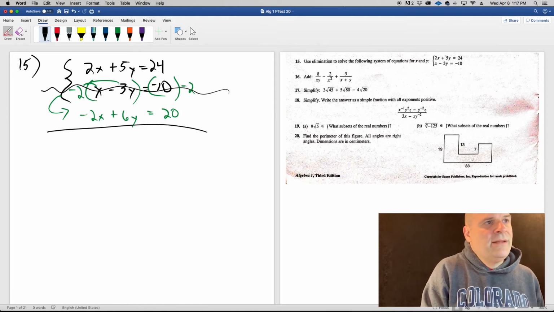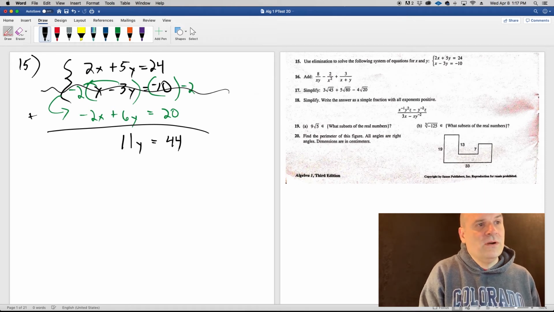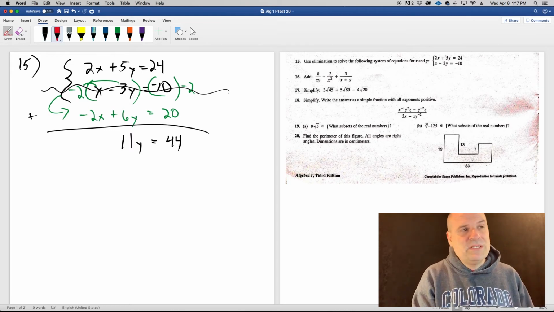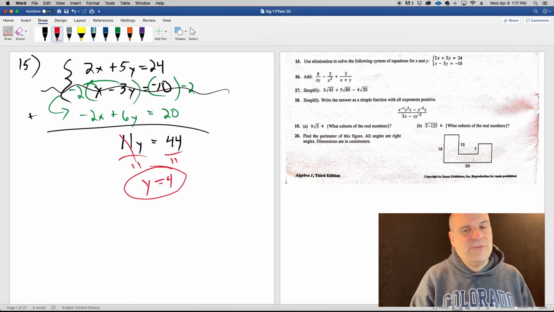So now when we add them together, we get 2x and negative 2x cancel. And then we get 5y and 6y is 11y. And then 24 plus 20 is 44. That was cool. And you'll only ever have to do the last step of solving equations, which is divide by the coefficient. So y equals 4. So that's half of our problem. Now we need to find x.